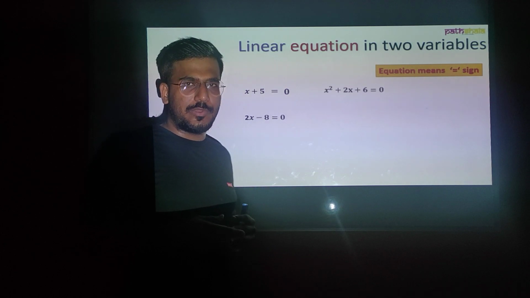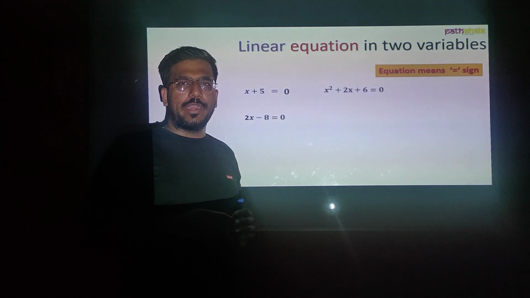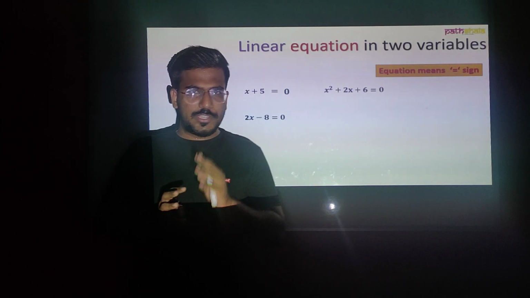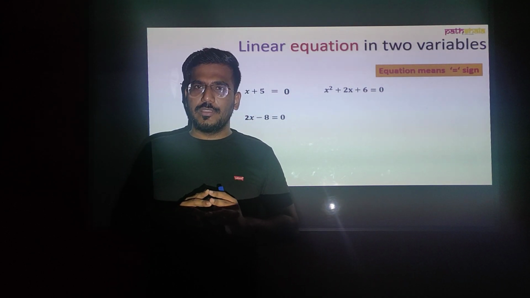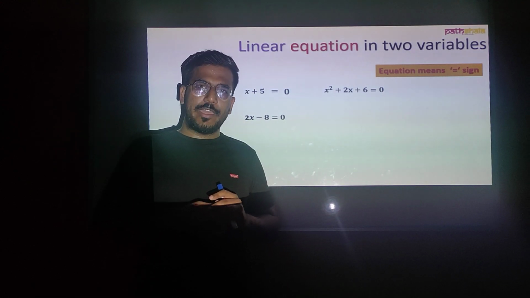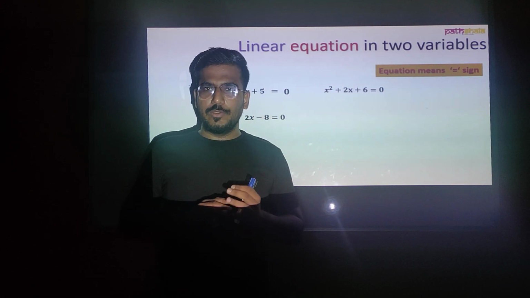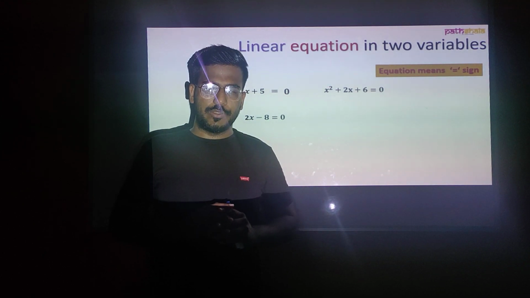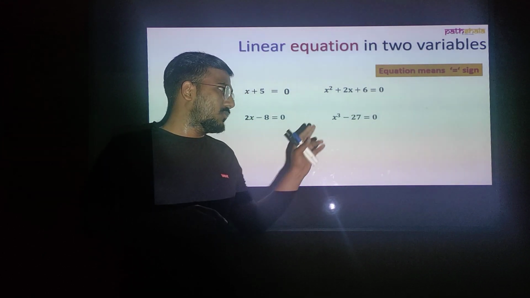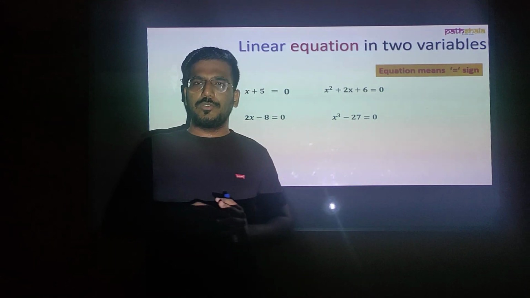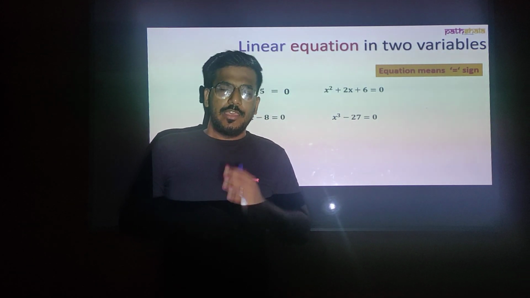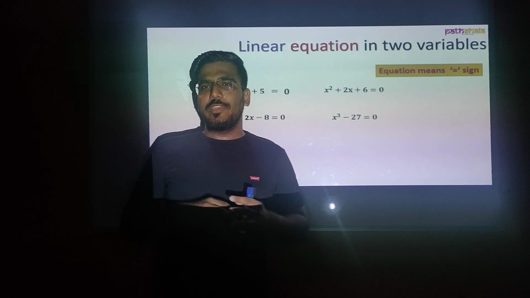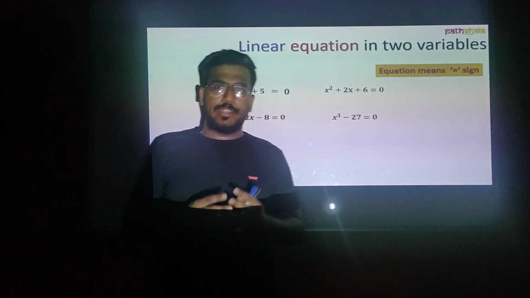Let's see a few more examples. The next example is x square plus 2x plus 6 is equal to 0. My question is very simple. Is it an equation? The answer is yes. Once again, why? Because for an equation we should have an equal to sign. We have an equal to sign. We have a variable and we have some numbers and operators. Good. Let's see one more example. The next is x cube minus 27 equal to 0. Is it an equation? Yes, it is also an equation because we have an equal to sign. We have a variable and we have two sides, left hand side and right hand side.